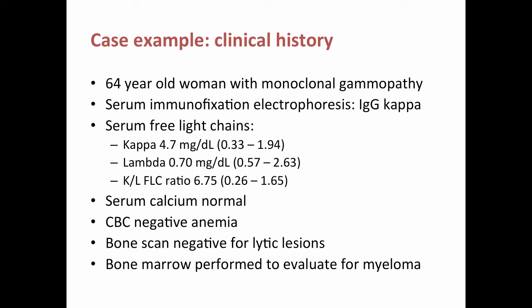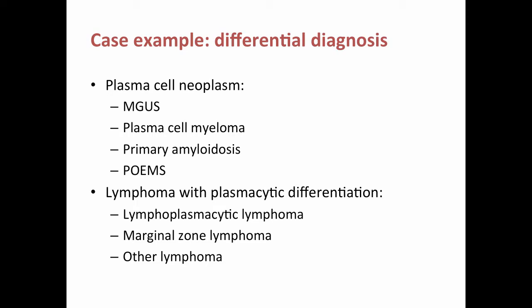Serum-free kappa light chains were elevated. However, serum calcium was within normal limits, the patient was not anemic, and a bone scan was negative for lytic lesions. So what are the possible considerations? It's important to broaden the differential diagnosis and consider possibilities other than myeloma. Perhaps this represents a different category of plasma cell neoplasm, such as primary amyloidosis, or maybe lymphoma with plasmacytic differentiation. Resolving this differential will require integration of the clinical, morphologic, and other findings.